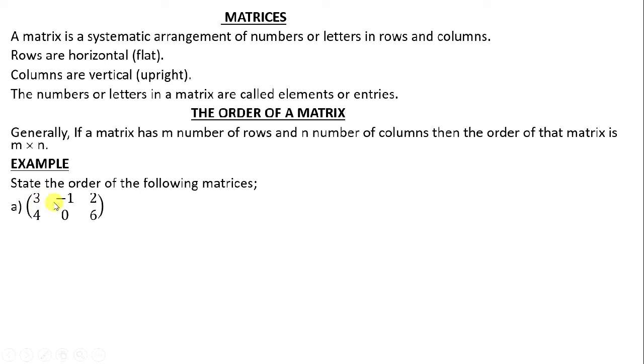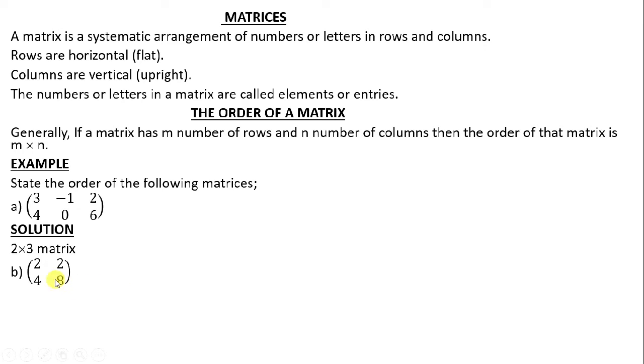A, we have entries 3, -1 and 2 in the first row, since rows are flat. Horizontal means flat, and columns are upright. So we have 3, -1 and 2 in the first row, 4, 0 and 6 in the second row. 3 and 4, that's the first column, -1 and 0 is the second column, 2 and 6 is the third column. Therefore, the order of the matrix is a 2 by 3 matrix.